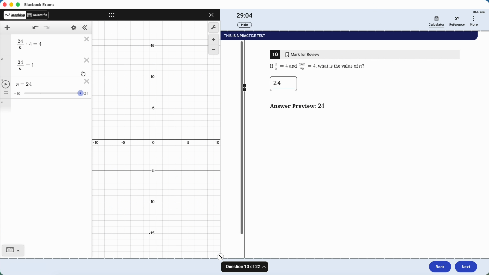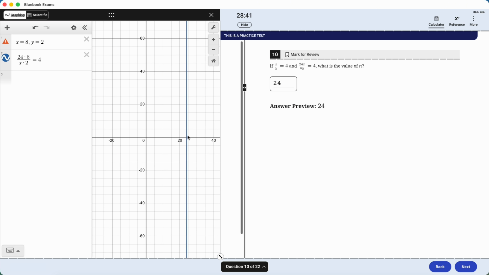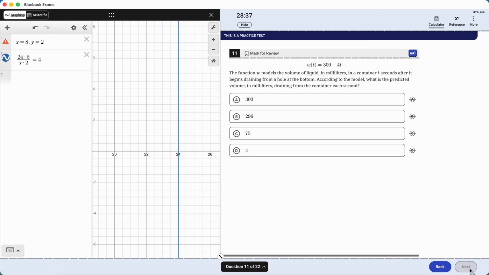Another thing you could do is this. You could just think of numbers for X and Y that equal 4, right? So like I can say X equals 8, Y equals 2, for instance. And then in this one, where I have 24 times X over N times Y equals 4, I could plug those in, 8 and 2. And then if I wanted Desmos to solve for N, I can just change N to be X, so Desmos solves for it, and you see here's our answer, and it's 24, just like we had over there. So a couple ways you could do that.